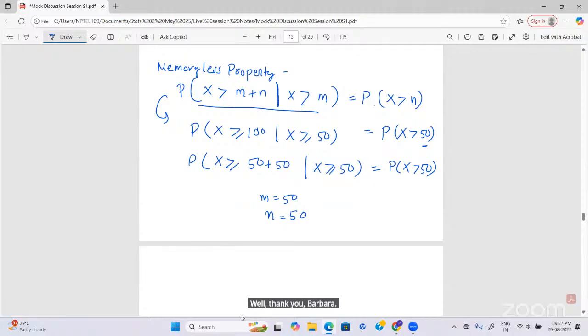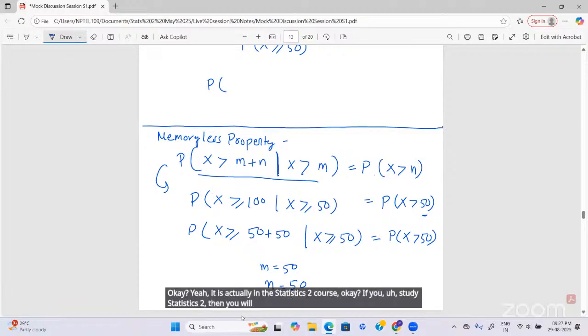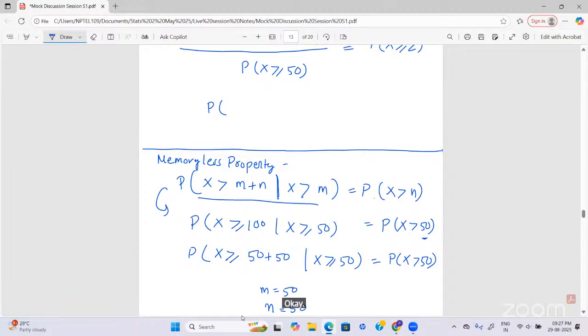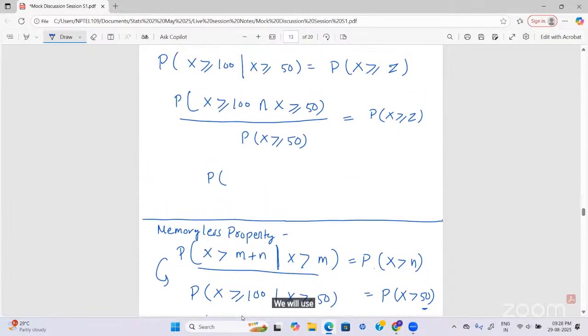Ma'am, is it included in the syllabus? I think it's not in your Stats 1 course. It was not in the lectures. It is actually in the Statistics 2 course. If you study Statistics 2, then you will use it. That's why I was not solving this question using this. So you can just leave this property as of now. We will use the simple method that we have studied.